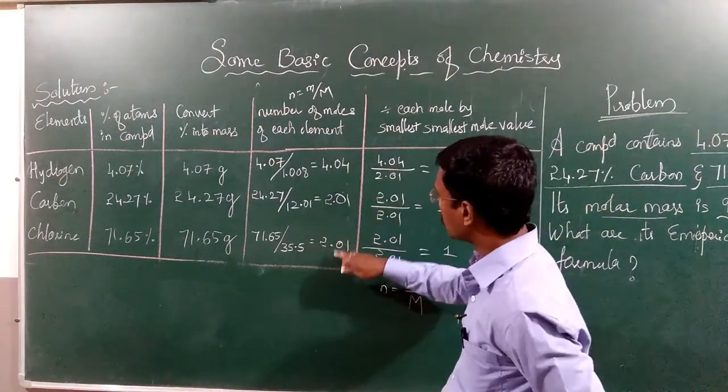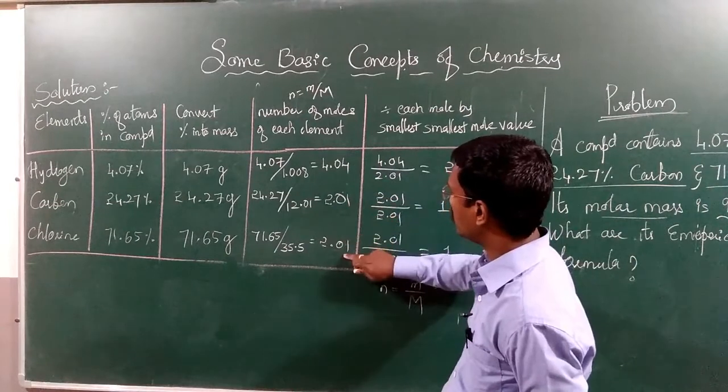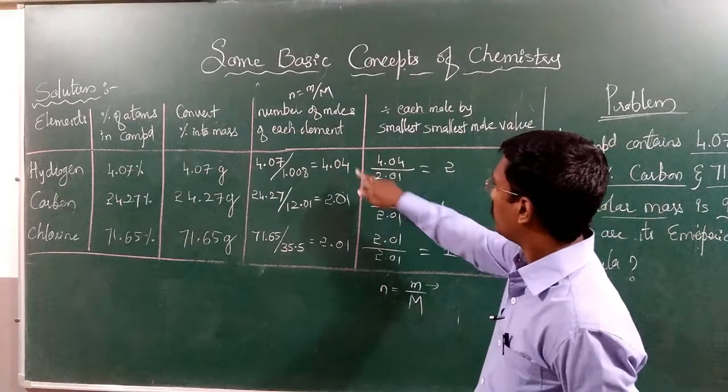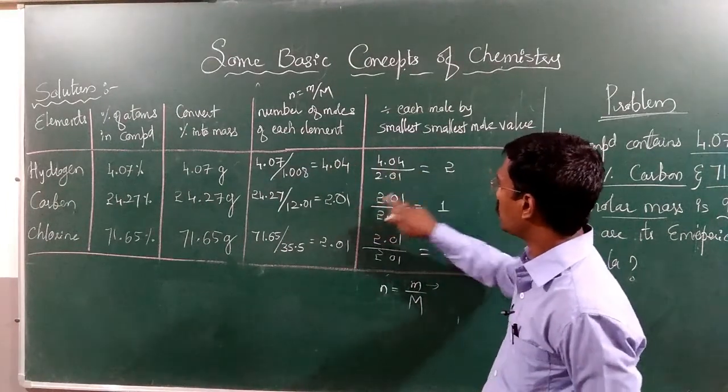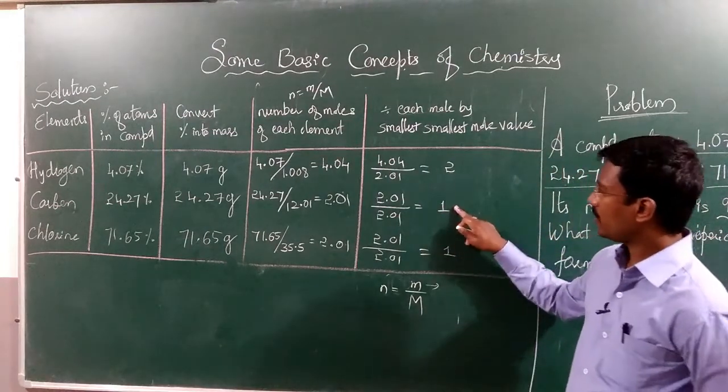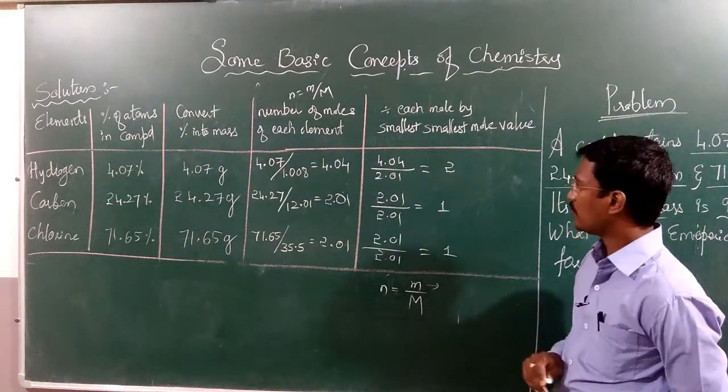So including that also, 1 2 3. These two are the smallest number, because these two have the same value. Therefore, I am dividing the first one by the smallest value. We are going to get the 2, and the second one divided by the smallest value, we are going to get 1. Similarly, the third one also we are going to get 1.